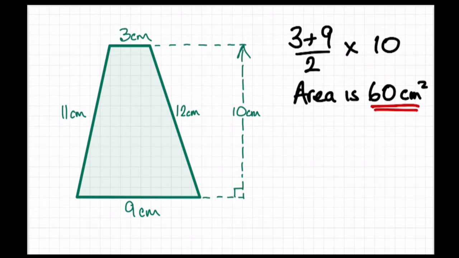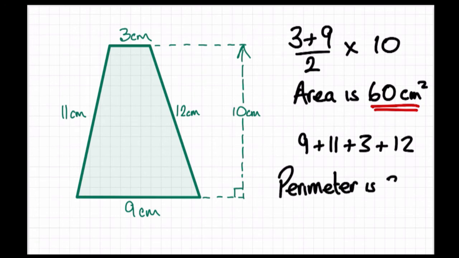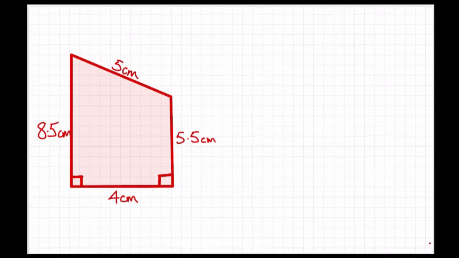And the perimeter is 9 plus 11 plus 3 plus 12. So the perimeter is 35 centimeters. Now, this is not always recognized as being a trapezium, but in fact it does have one pair of parallel sides, the left and the right. So it is a trapezium, and we can use that same formula.